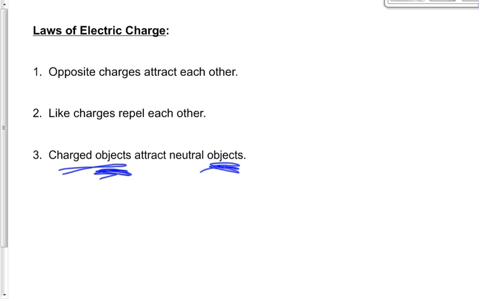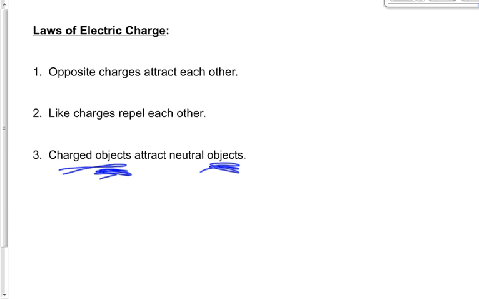Positive doesn't attract neutral. Negative doesn't attract neutral. A proton does not attract, electrically at least, a neutron. An electron does not electrically attract a neutron. But yet, a negatively charged balloon that you've just rubbed against your hair will attract the neutral wall. Charged objects attract neutral objects because there are in that neutral object both positives and negatives.